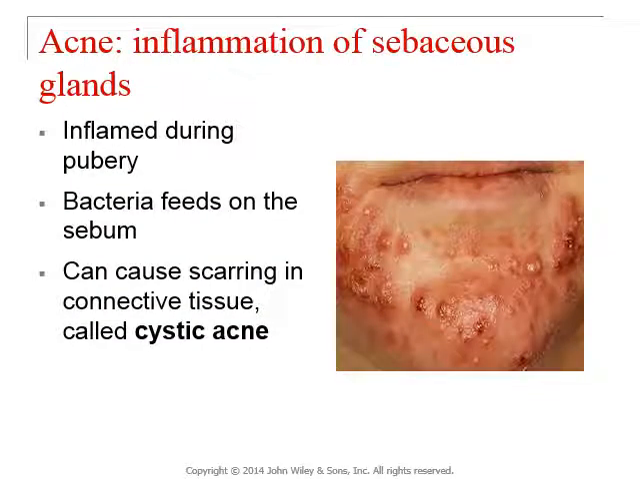Occasionally, we see different types of disorders with sebaceous glands, in this case, acne, where very simply there'll be inflammation in the sebaceous glands, usually inflamed during the puberty stage. Bacteria will feed on the sebum itself. If left untreated, it can cause scarring in the connective tissue called cystic acne, which I may have mentioned to you before.